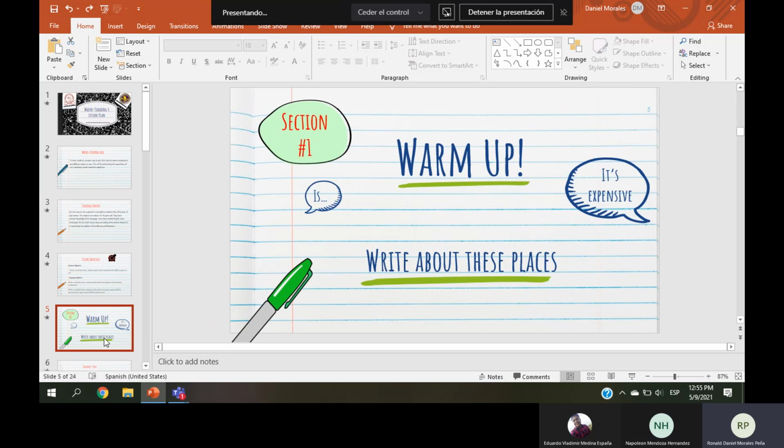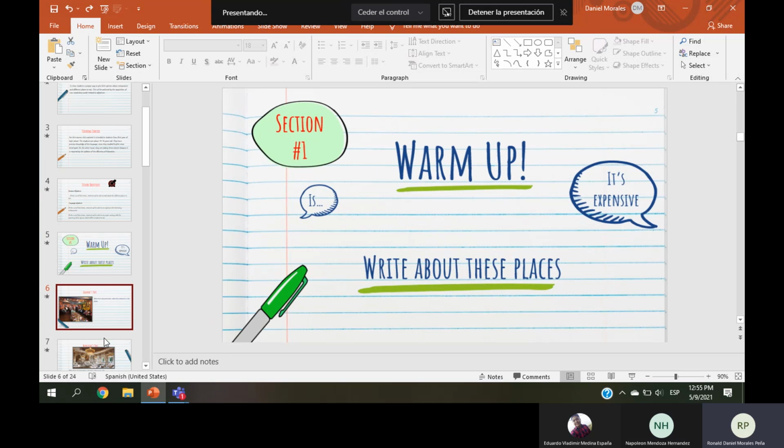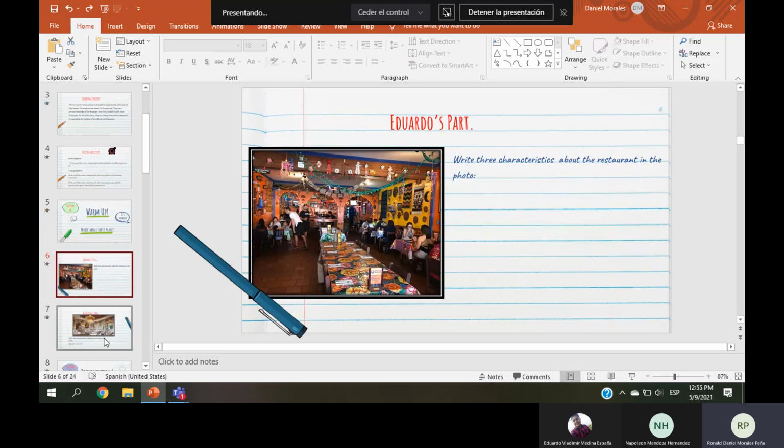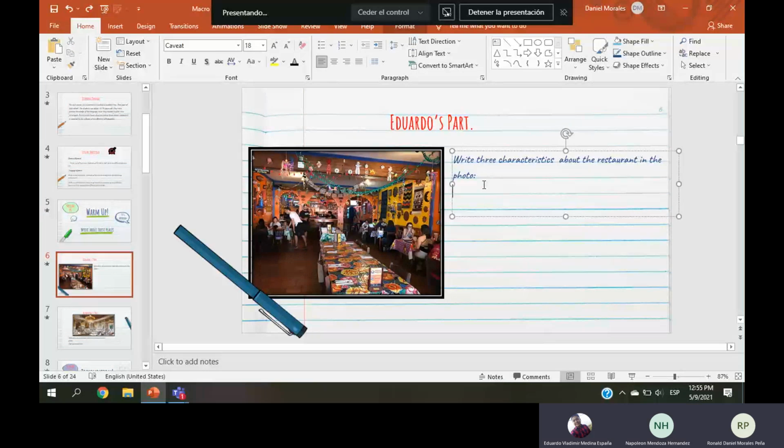So now for this section, I want you to write three characteristics about the restaurant in the photo. So please use, as I said earlier, the previous adjectives we have learned in this lesson. So now I want you, Eduardo, to complete this part. So now you can begin.